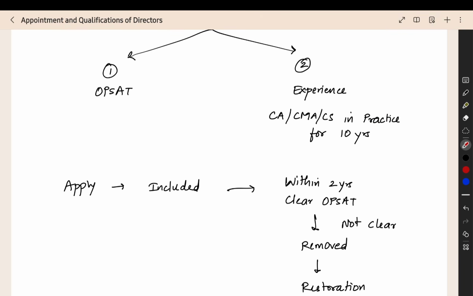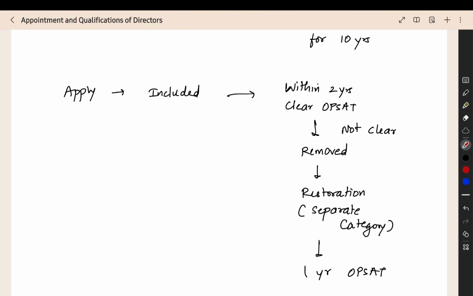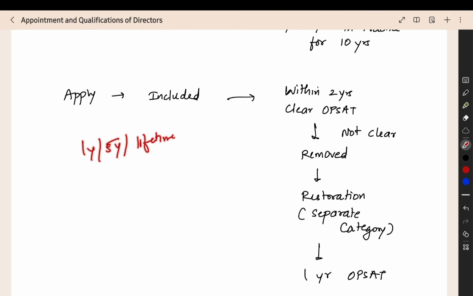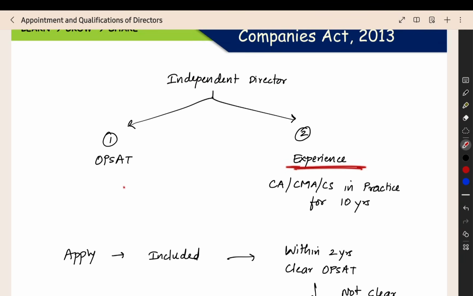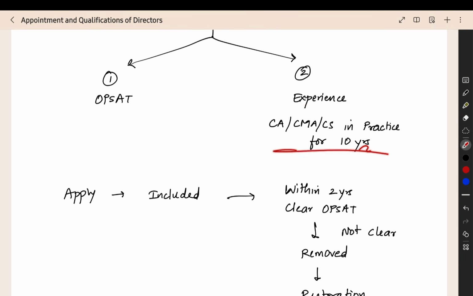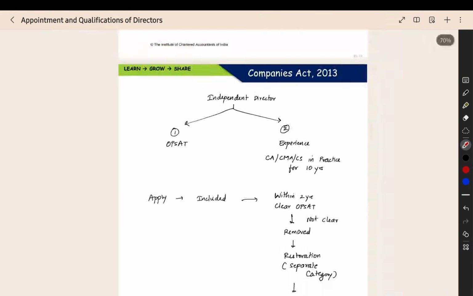Now we can see, here one more thing. Here if you clear the test, then no problem. For the period for which you made the application, 1 year or 5 year or lifetime, your name will be there in the list. There is no problem. Here I told you that if you are having experience, then no need to clear the test. Here not only CA, CMA, CS, we are also having other professions or other people who are exempted from the test requirement. That also we can see here.